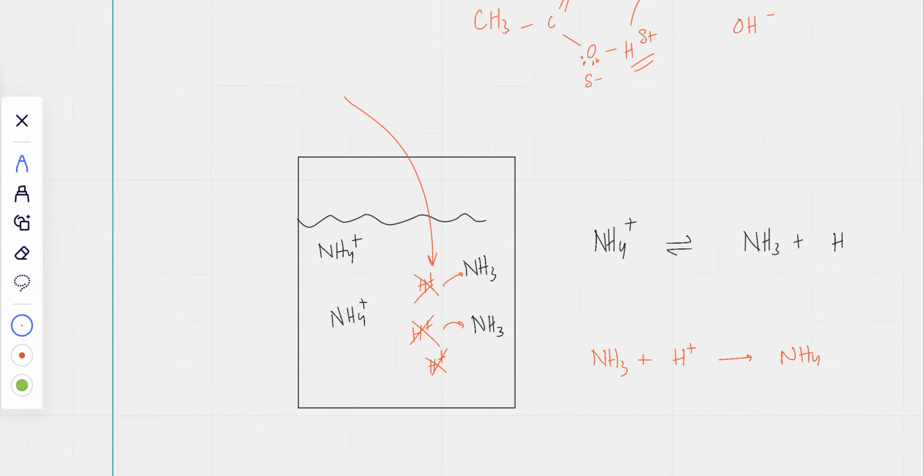Is this clear? Is this clear or not? I mean, the hydrogen that is produced, is it an ion or is it an atom? Sorry, that's an ion.